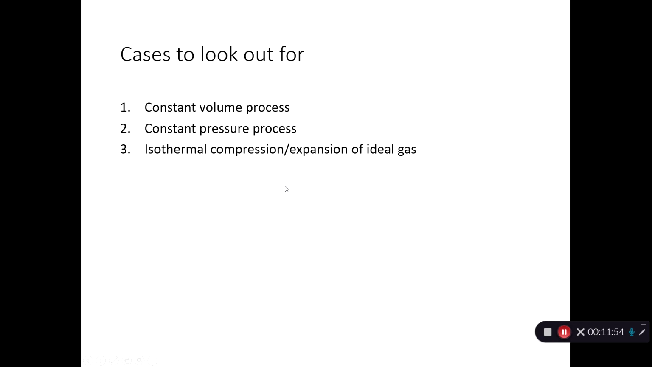So I told you that you don't have to do the integration. In the next video, we're going to cover these 3 different cases that could simplify things.